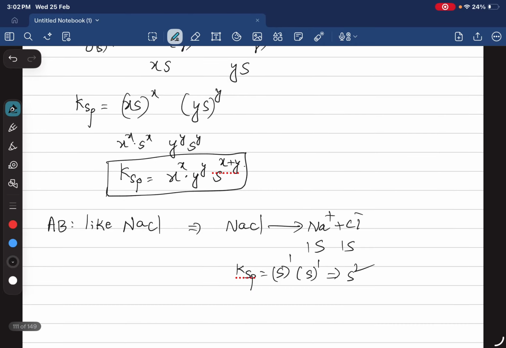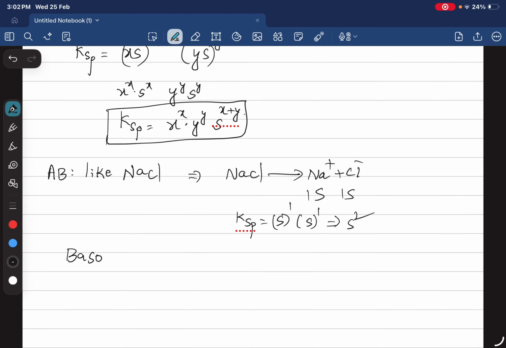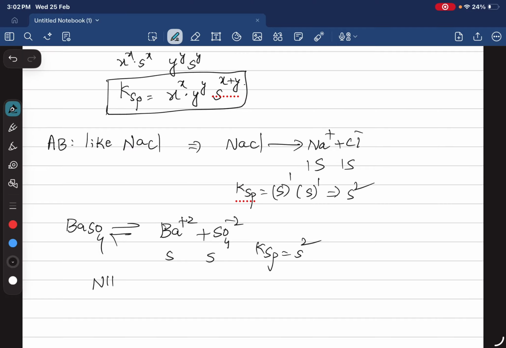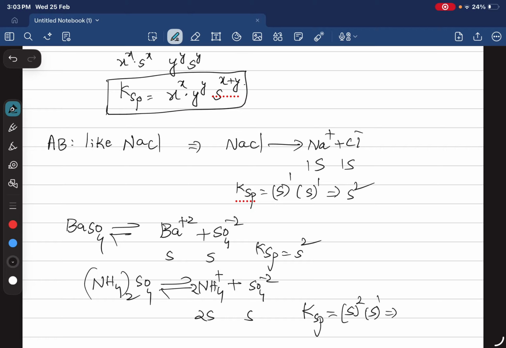So like that we can write different things. BaSO4, if you take, it will split into Ba2+ and SO4 2-, and S into S, S square equals Ksp. In the same way, (NH4)2SO4 splits into 2NH4+ and SO4 2-, so 2S into S. But for Ksp, look carefully: S power 2 into S power 1, which can be written as (2S) whole power 2 into S, so 4S cube.